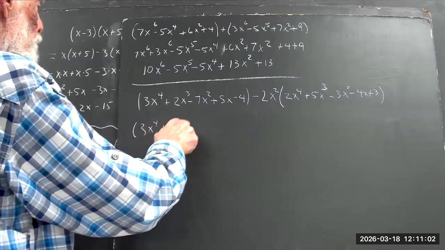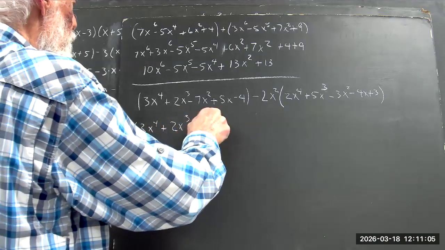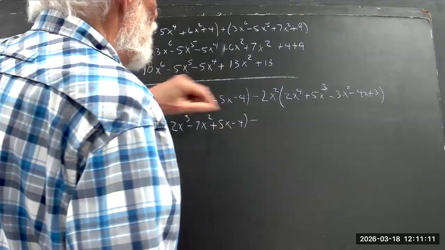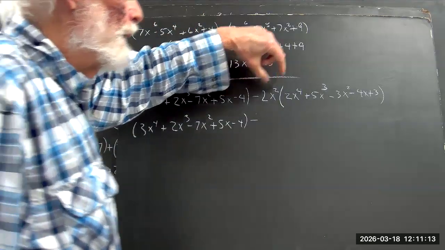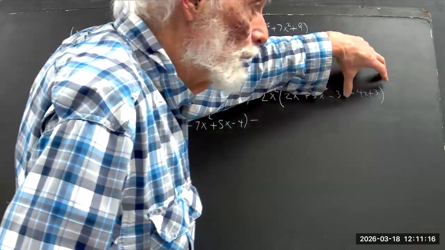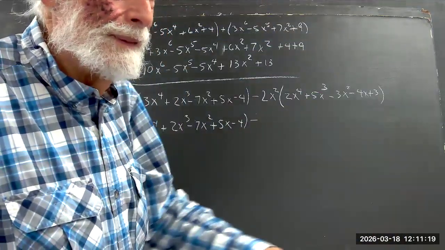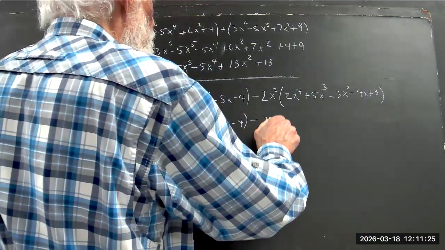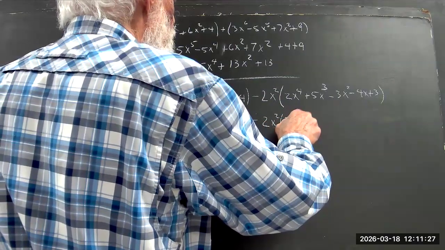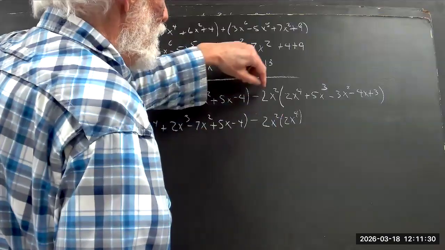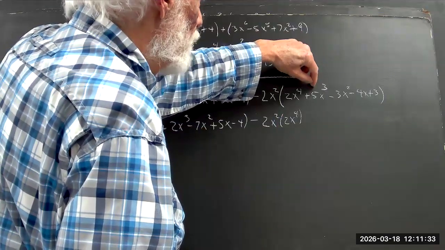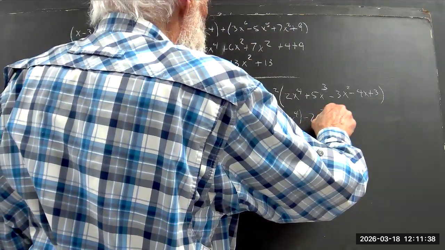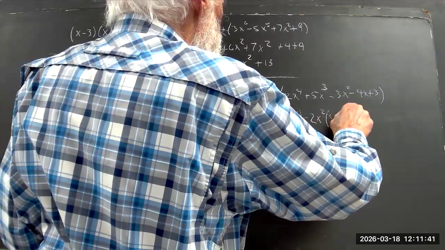3x to the 4th plus 2x cubed minus 7x squared plus 5x minus 4. And then it's going to be what? Well, the minus 2x squared is multiplied by the entire second polynomial, so it distributes. So it's going to multiply every term of the polynomial. So we're going to have minus 2x squared times 2x to the 4th. And our next term in the polynomial is 5x cubed, so the negative 2x squared is going to multiply it. We have negative 2x squared times 5x cubed.